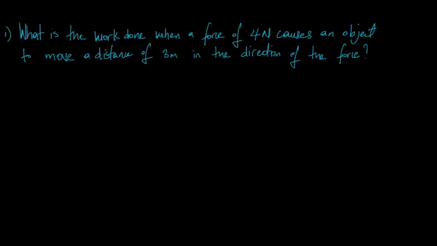What is the work done when a force of 4 newtons causes an object to move a distance of 3 meters in the direction of the force? So our expression for work says that work is equal to force times distance. So the question says the force is 4 newtons and the distance is 3 meters. So we can write then that 4 newtons multiplied by 3 meters. And putting this in our calculator, we get an answer of 12 joules.